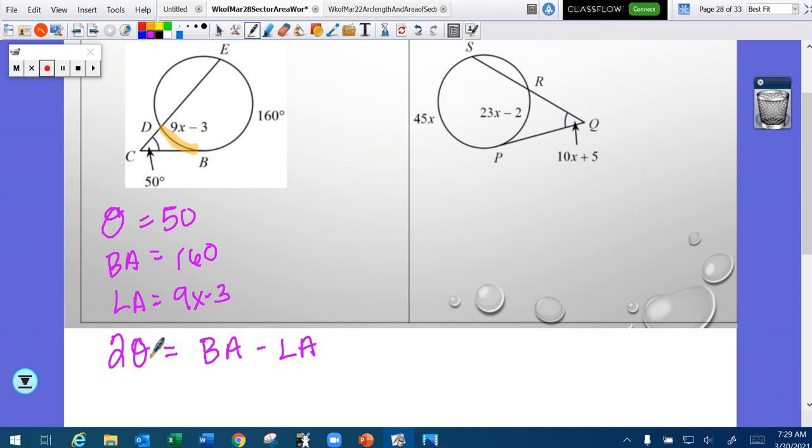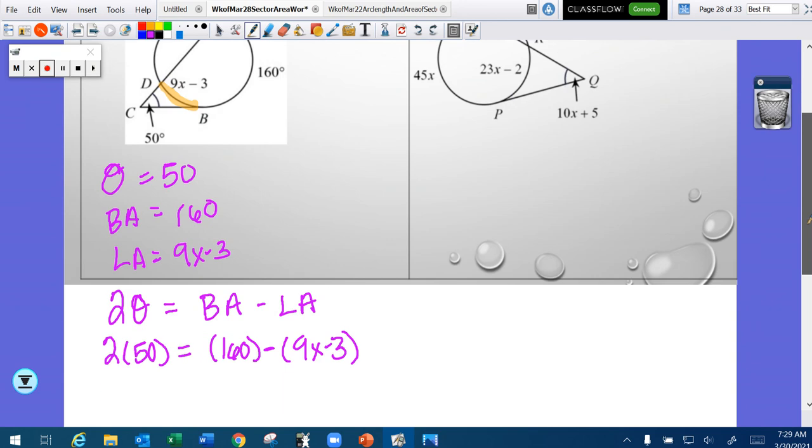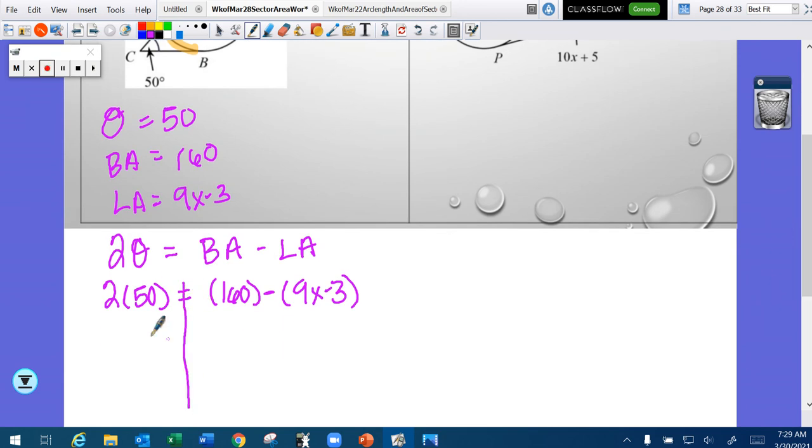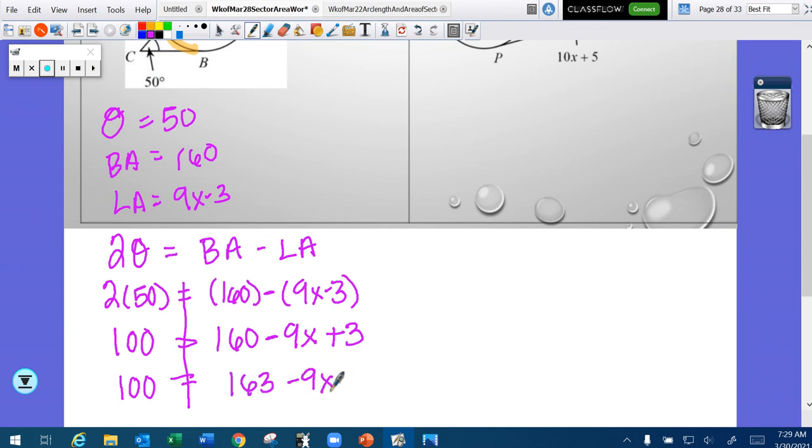Okay, this is the big arc minus the little arc. So here I'm just going to substitute in: 2 times 50 equals, big arc is 160, so I put that in parentheses, minus 9x minus 3, and I put that in parentheses. I'm going to go through and do the math. I get 100 equals, there's no number in front of here, so I put 160. This negative tells me to take the opposite of everything inside the parentheses. Okay. Here, I'm going to combine like terms on the right side, so I get 163 minus 9x.